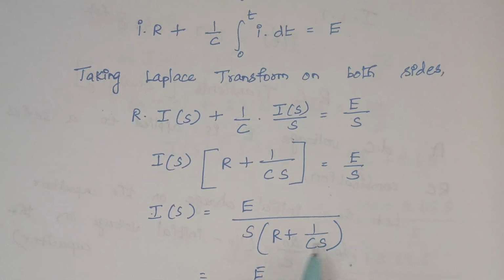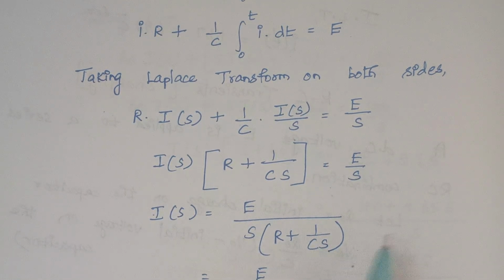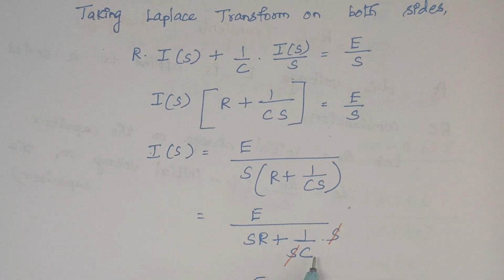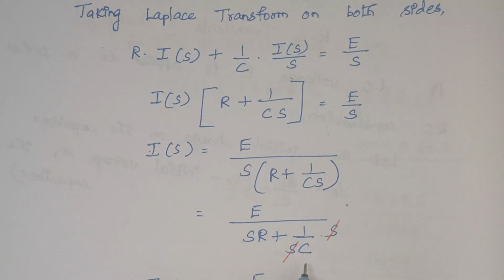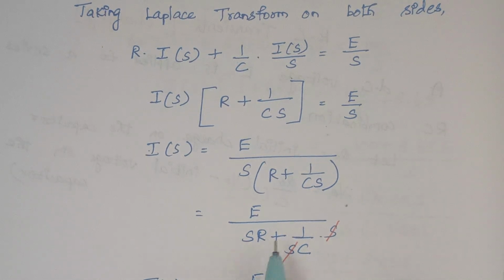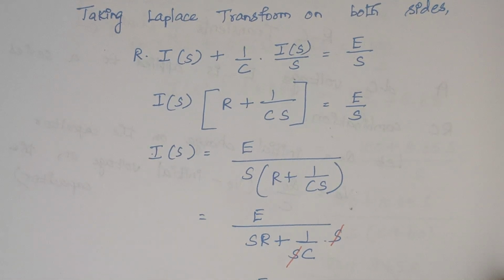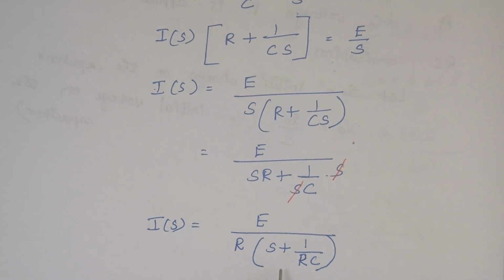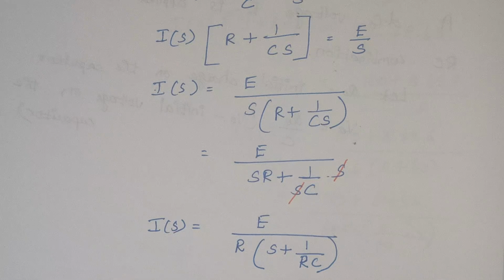Now I multiply this s with these elements. When you multiply, our expression gets modified to s R plus 1 by C. Again from this expression I take R commonly outside. So our expression is s plus 1 by RC.